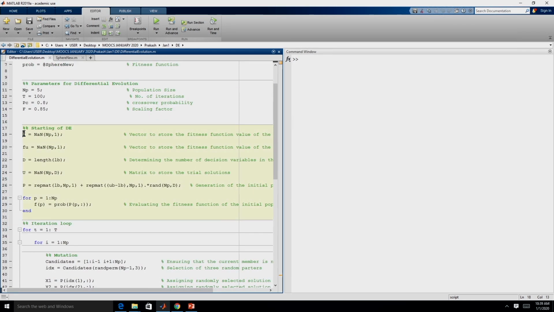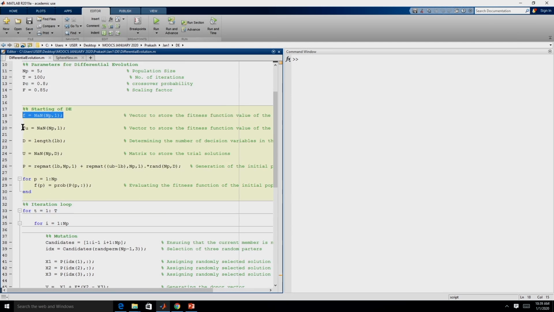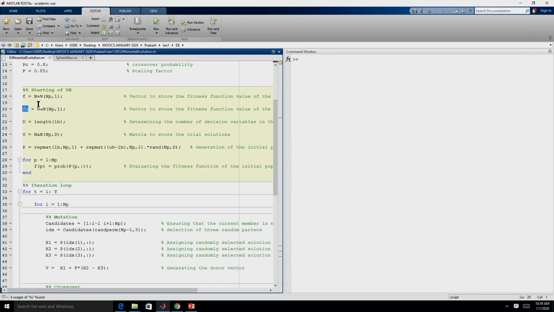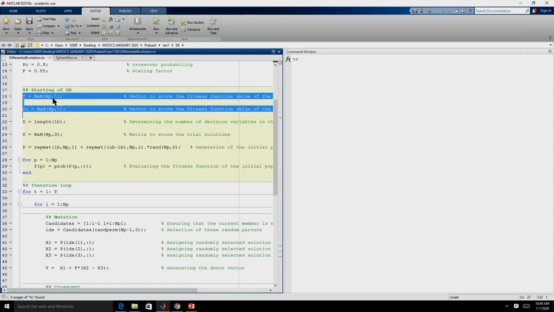This variable f we are initializing with nan. It is supposed to contain the fitness function values of the NP population members. Similarly, we define this vector fu which will contain the fitness function value of the newly generated trial vectors. So f will contain the fitness function value of the target vectors and fu will contain the fitness function value of the trial vectors. Initially we assign nan, and as and when we find the fitness function we will appropriately assign those values. This is just pre-initialization. As of now they do not contain the fitness function values, but we just create those vectors with appropriate size.